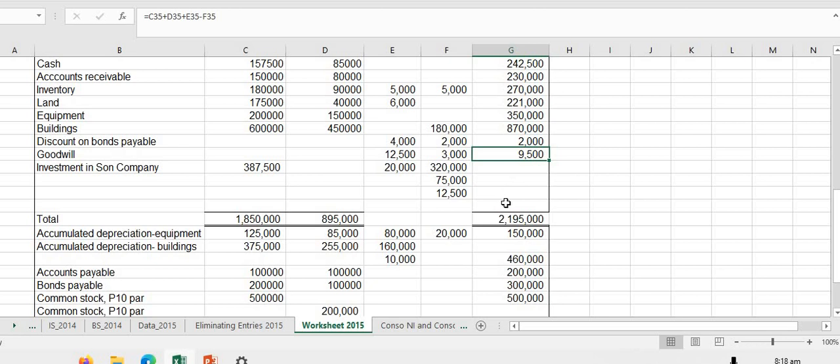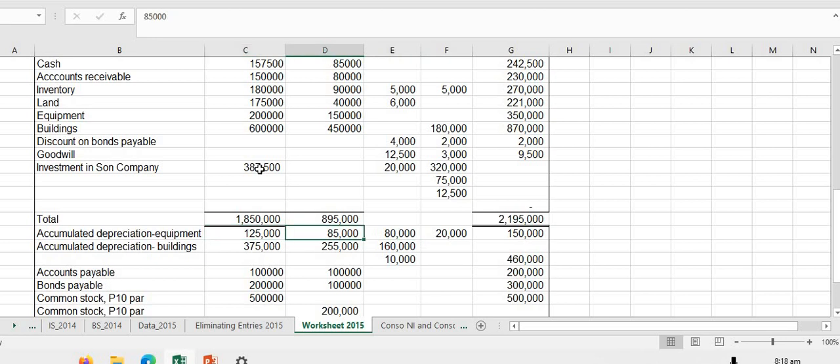So, we'll try to consider if ma-eliminate yan siya based on our entries. So, we've credited 20,000, we've credited 75, we've credited 12,500, and we've debited 20. Okay? So that's 87,500. Therefore, na fully eliminated na yung investment in some company natin. Okay? Yan siya.